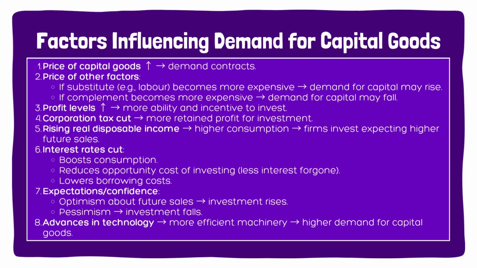A rise in the price of machinery reduces demand, while an increase in labour costs may increase demand for capital if labour and capital are substitutes. High profit levels give firms the ability and incentive to invest, and a cut in corporation tax leaves more profit available for reinvestment. Rising real disposable income increases consumption, encouraging firms to expand capacity.